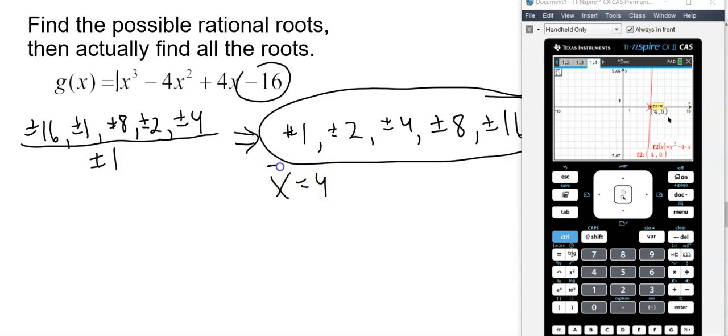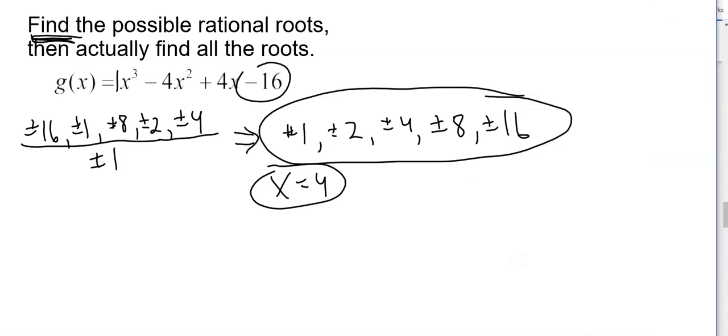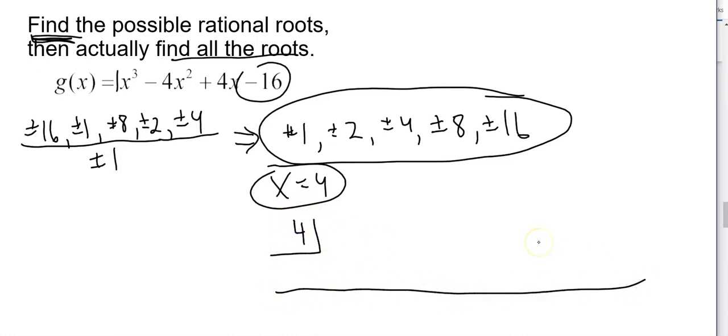Now it says this. So I know one of my solutions is x equals 4. Find all the solutions. So don't just list out the possible, but actually find all the roots. So this is, do you remember doing synthetic division? So we're going to put that solution in the box. So I'm going to put 4 in the box. I'm going to put my coefficients of the polynomial, which are here, 1, negative 4, 4, and negative 16. There are no missing terms, by the way. You always want to look for that.